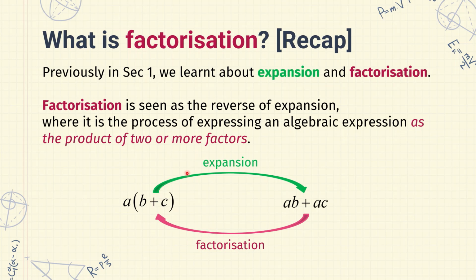Okay, so in this diagram over here, we see the expansion from A times B plus C over to AB plus AC, where we apply the distributive law. And then from AB plus AC over to A times B plus C, that is called factorization, where we apply the method of extracting common factors.